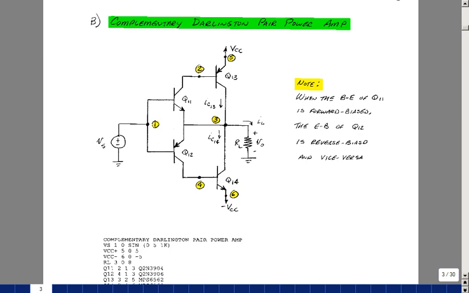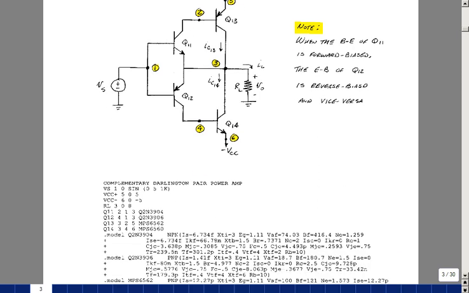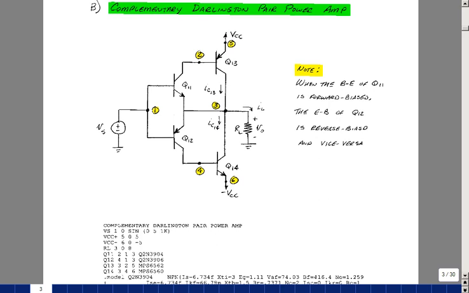You can find all these models on the ECE 404 homepage that are listed here for the transistors. On the following page you can see the simulation results, but maybe before we even do that, let's take a look at what's going on here.